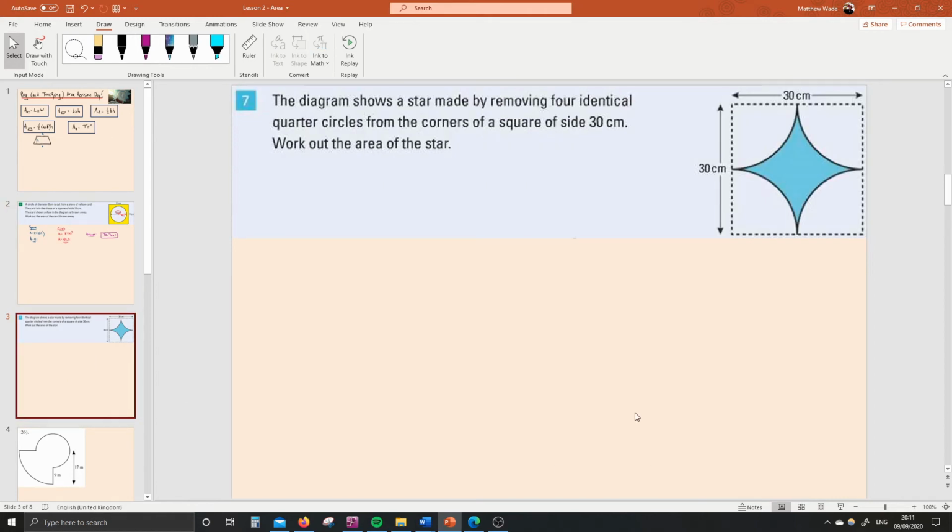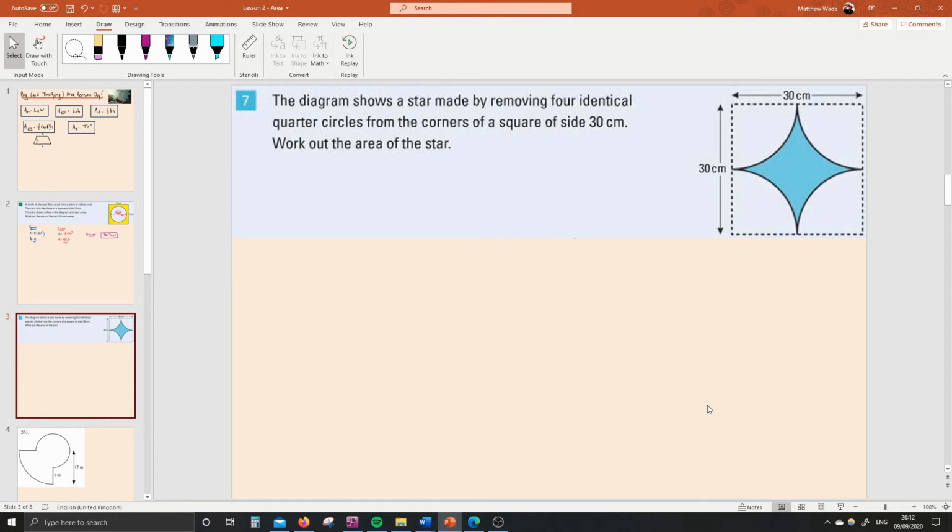I think the blue indicates this is of the old spec. This used to be an A grade question, so it's a tricky one. Okay, the diagram shows a star made by removing identical quarter circles from the corners of a square of side 30. Work out the area of the star.